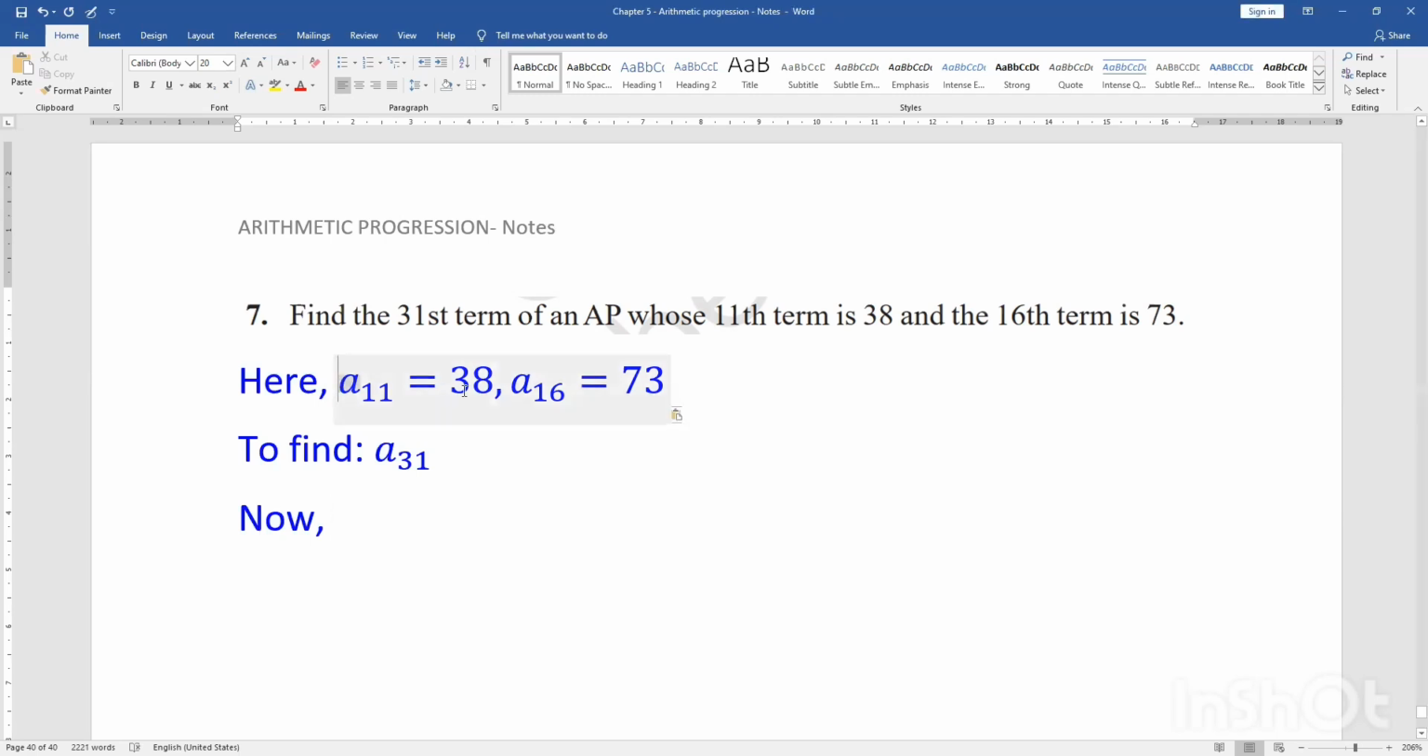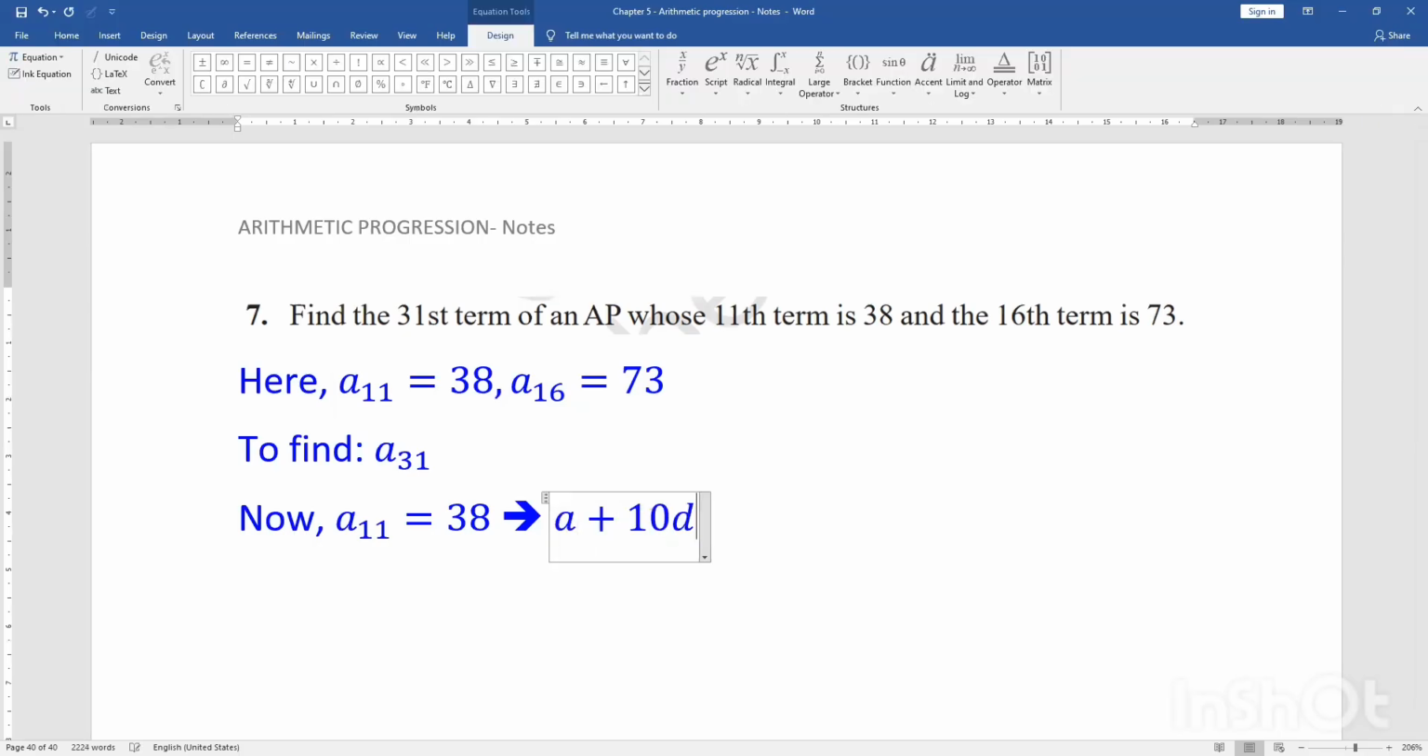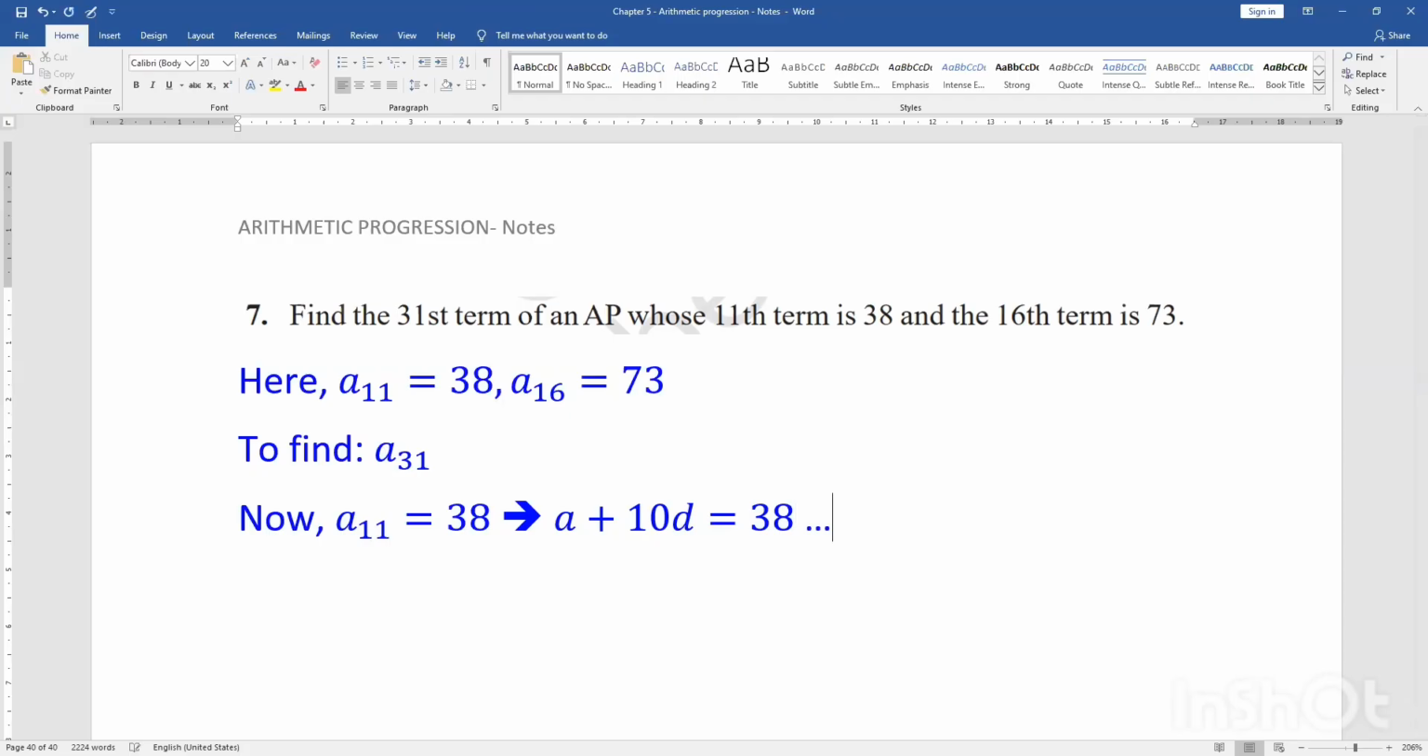Now, A11 equals 38. From this, what we infer is that I can write A plus 10D should give you 38. You can write a shortcut: when I ask you A11, just do one number subtraction, so it will be 10. That means A plus 10D. Suppose A5 means A plus 4D, like that. So A plus 10D equals 38. I call it equation 1.